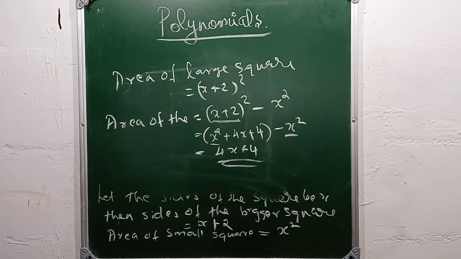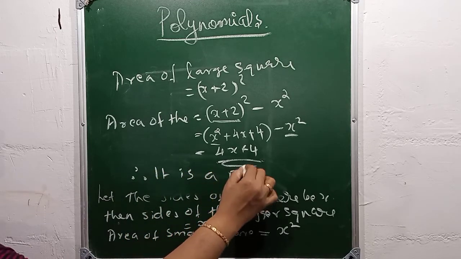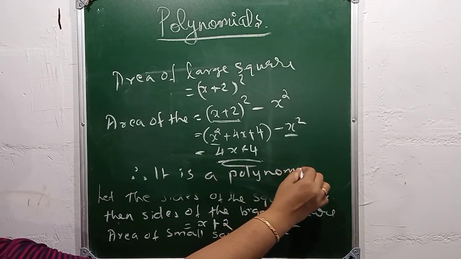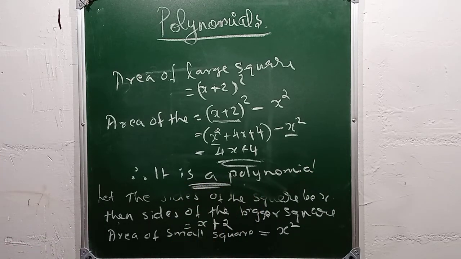In this algebraic expression, the variable does not contain any negative powers or fractional powers. Therefore, this one is a polynomial. So the first one is a polynomial.